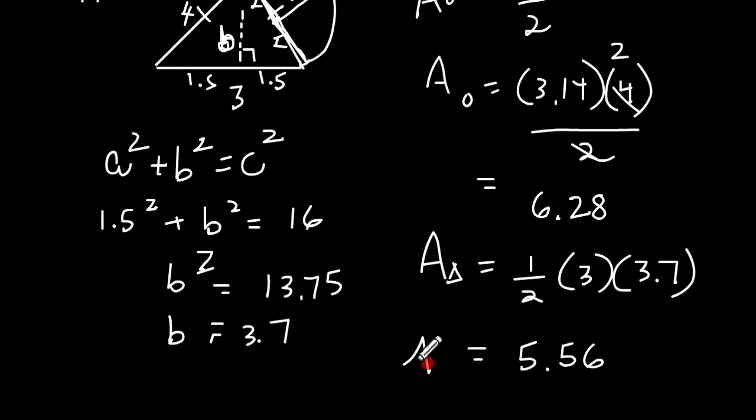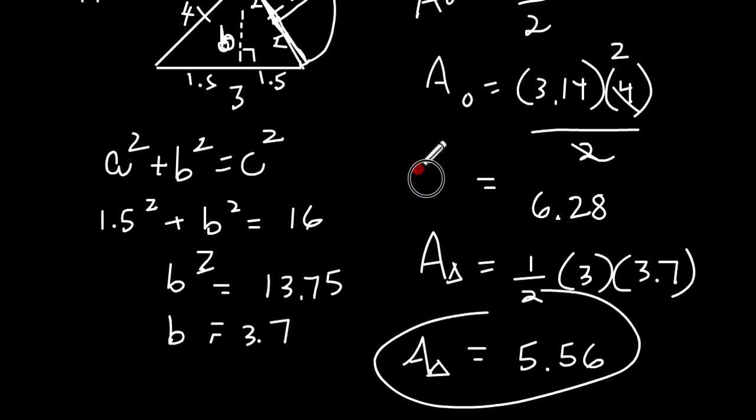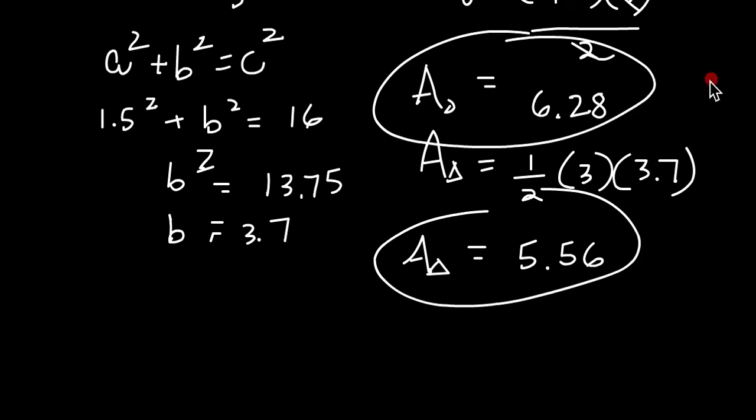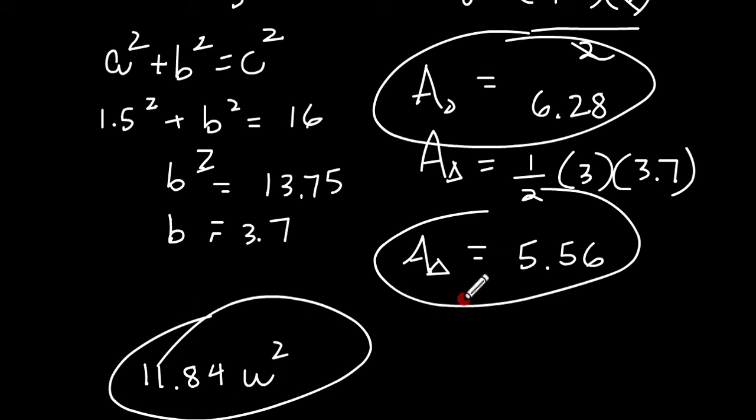Okay, so that's the area of the triangle, this is the area of the half circle, and when we add them together, we get the total area, which would be 11.84. There's no units on it, but we would say units squared. And that's the final answer to that guy.